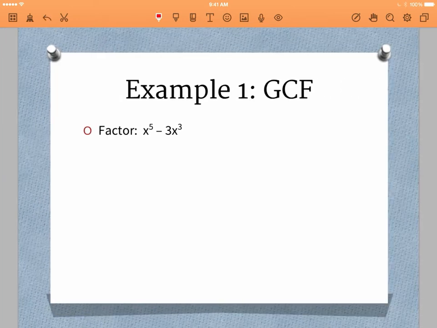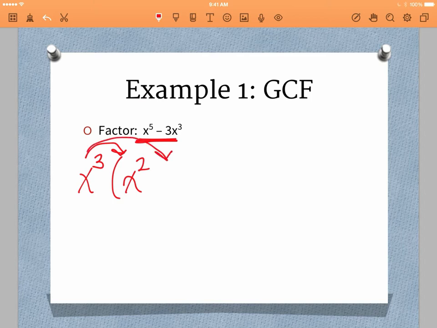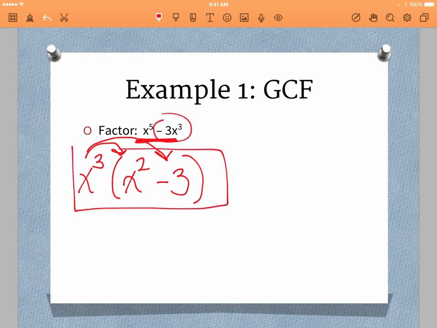So example 1, factor using the GCF. Look at what the common factor is between those two terms. The lowest exponent is going to be your common factor. So that's x to the third. When you multiply x to the third into x squared, you get x to the fifth. And when you multiply x to the third into the next term, minus 3, it would give you the 3x squared. So when you factor it completely, your result is x to the third times x squared minus 3.